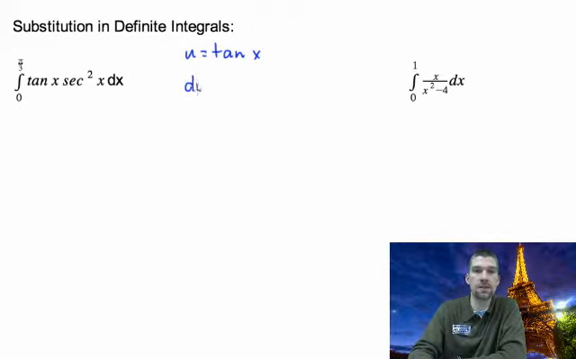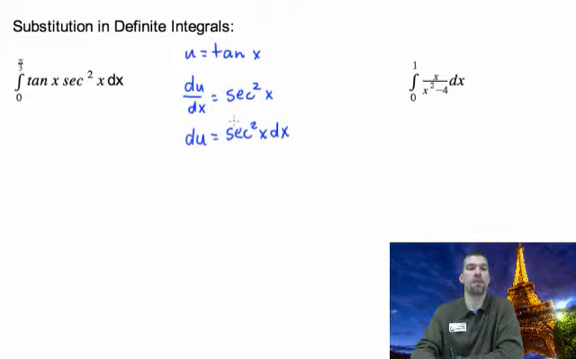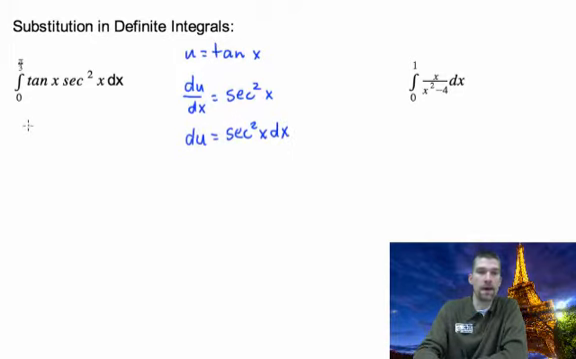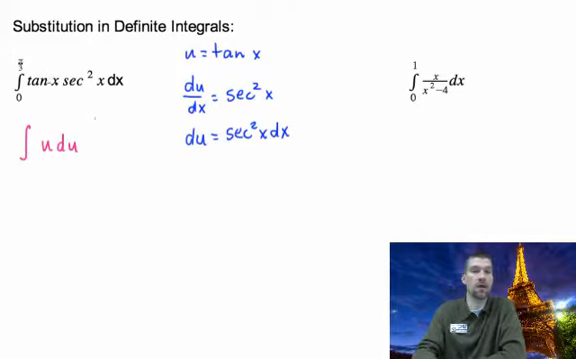And that means that du/dx is going to be secant squared x, which makes du equal secant squared x dx. All right, no problem, right? So my integral then becomes the integral of u du. How great is that? Here's u right here. Here's du right here. So all that sorts itself out really well.